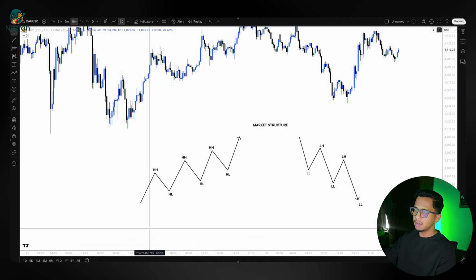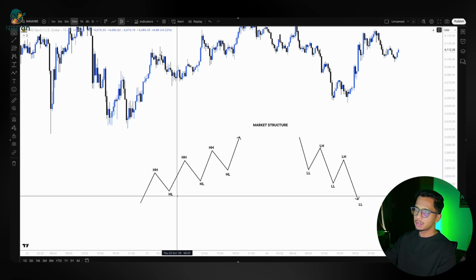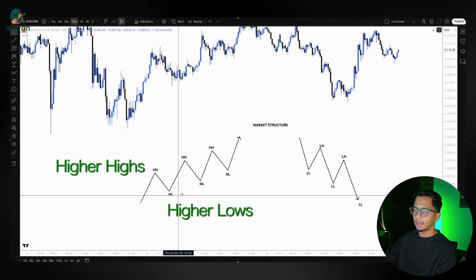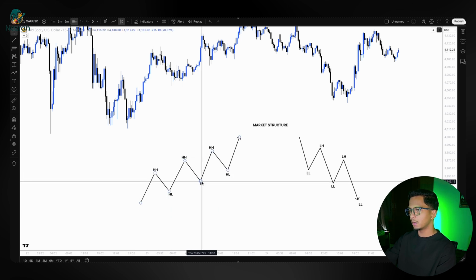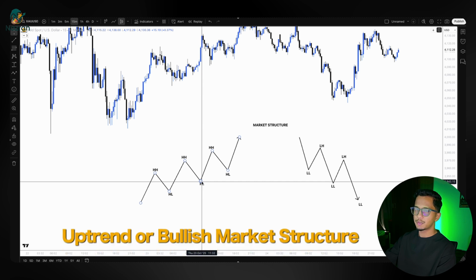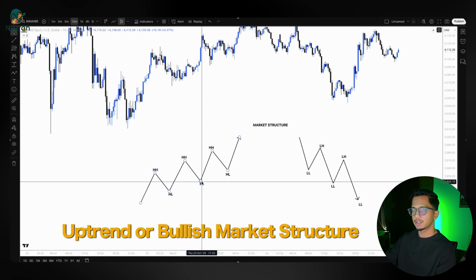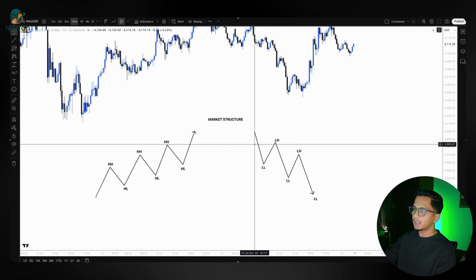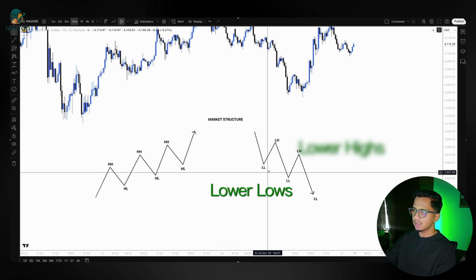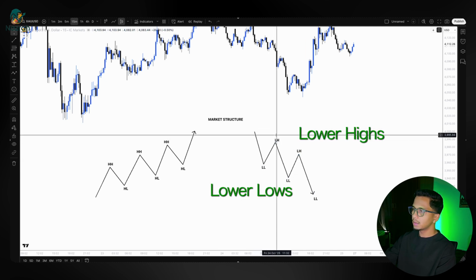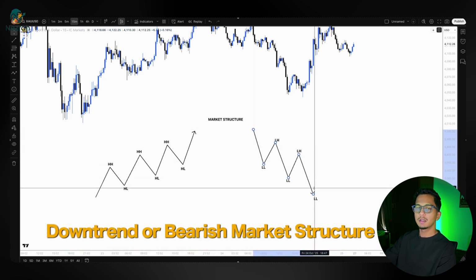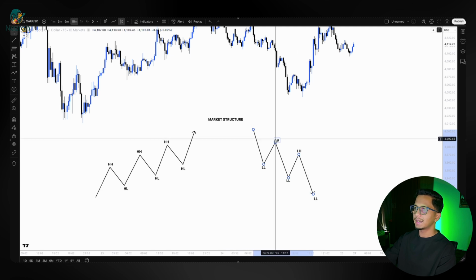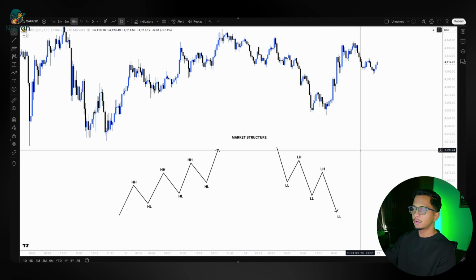Now here, as you can see in this diagram, there is HH and HL, which stands for higher highs and higher lows. Now as long as the market is making higher highs, higher lows, higher highs and higher lows, it is said to be in an uptrend or a bullish market structure. Now, as soon as the market is making lower lows, which is LL in this case, and lower highs, which is LH, that means the market is moving in a bearish structure or it is moving in a downtrend. And that is all you need to know for the time being.